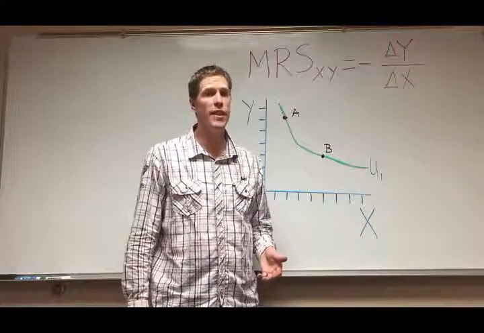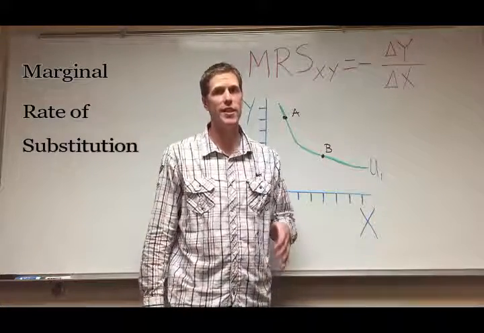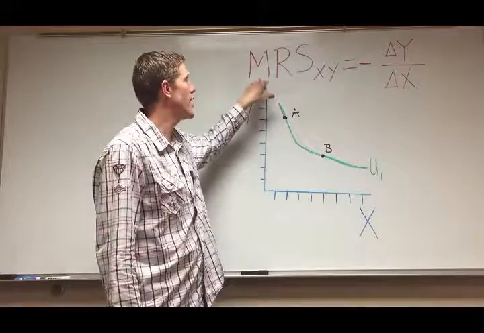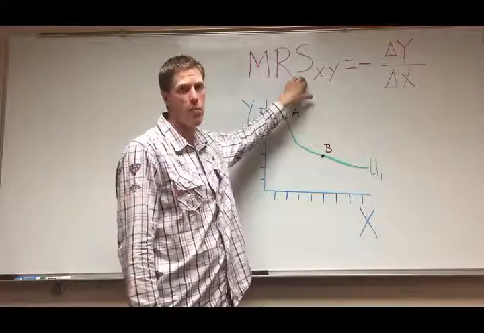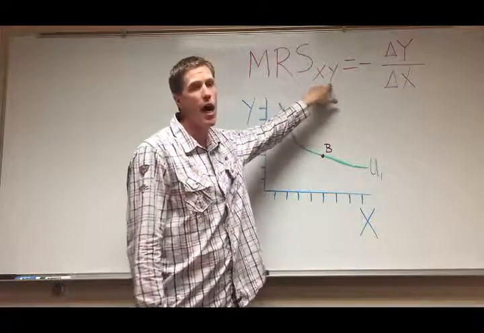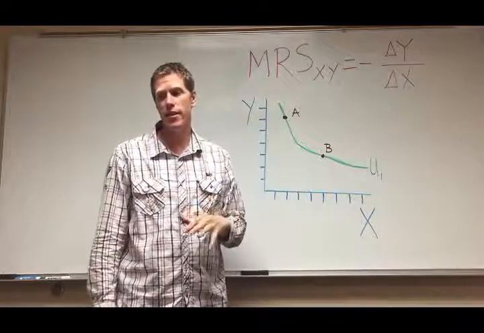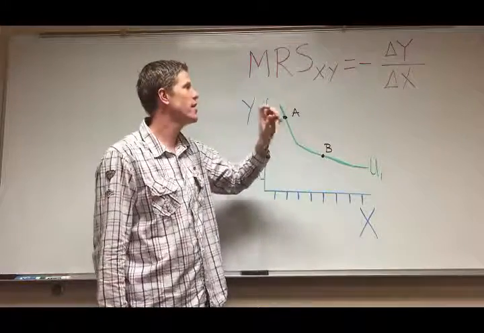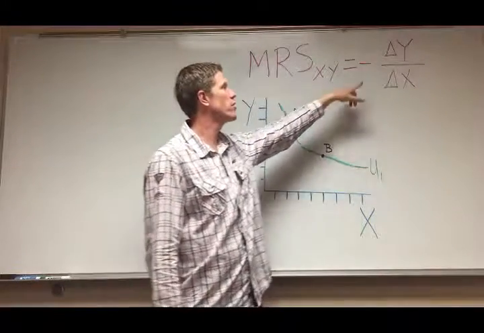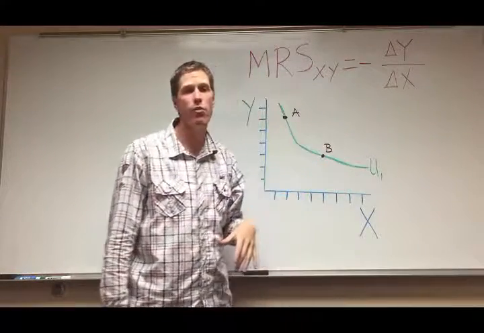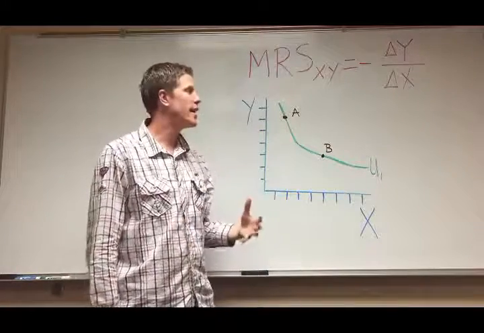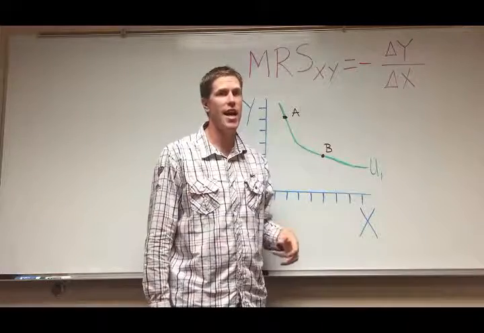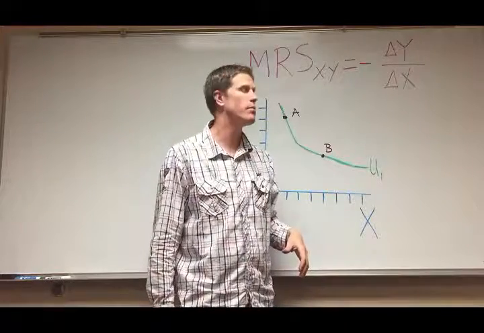So the slope of the indifference curve is the marginal rate of substitution. We write the marginal rate of substitution of two goods as MRS of x, y. What this means is: how many more y's do you have to give up to get one more x? In equation form, it's the negative of the change in y over the change in x. And that's our marginal rate of substitution.